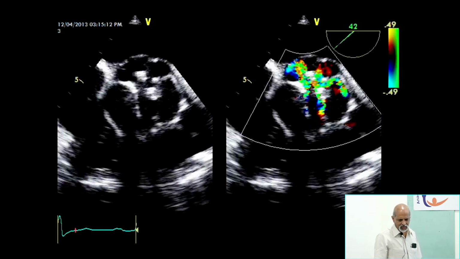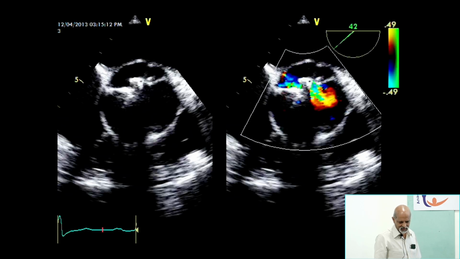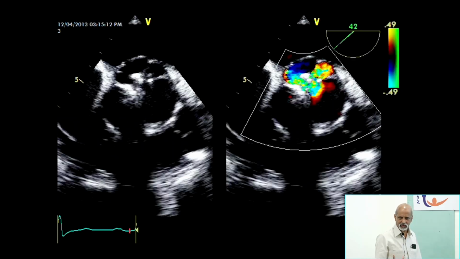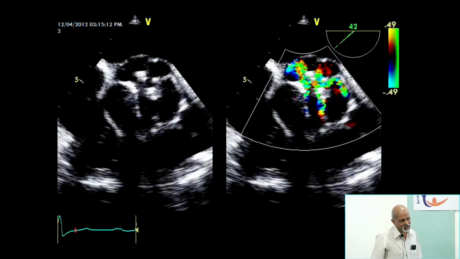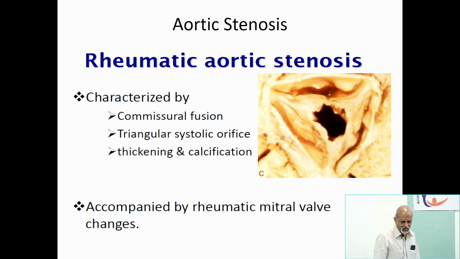So this is the first one, which is a calcific. You can classically see how it happens: there is dense calcification and an element of aortic stenosis as well as aortic regurgitation, because, as Amish has explained, the leaflet movement is restricted in systole as well as diastole, and that's why both elements are there. A classic aortic stenosis is characterized as rheumatic aortic stenosis, by commissural fusion, the triangular systolic orifice, and thickening and calcification. It is usually accompanied by rheumatic mitral valve disease, because that is the commonest valve getting affected.